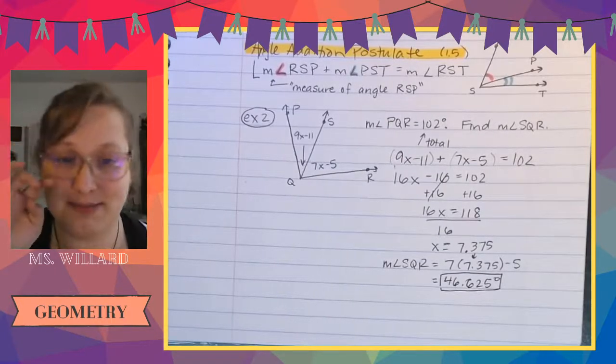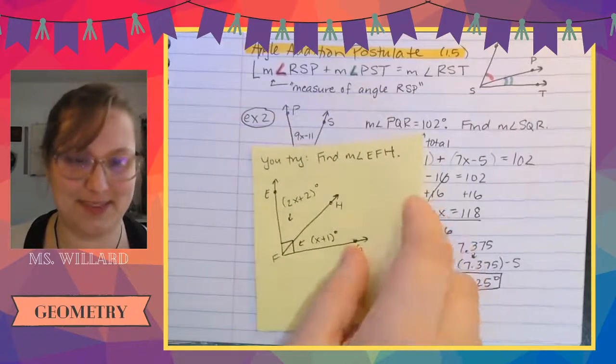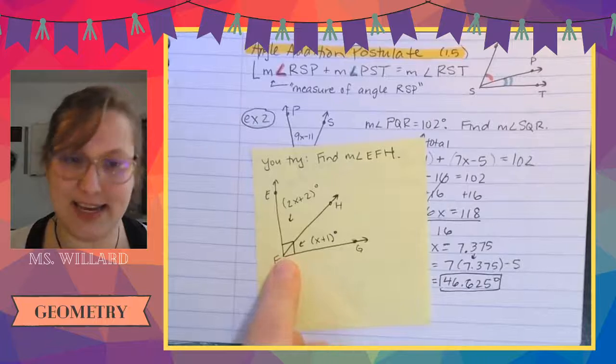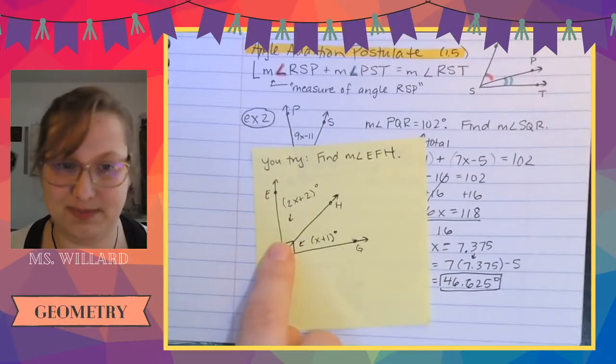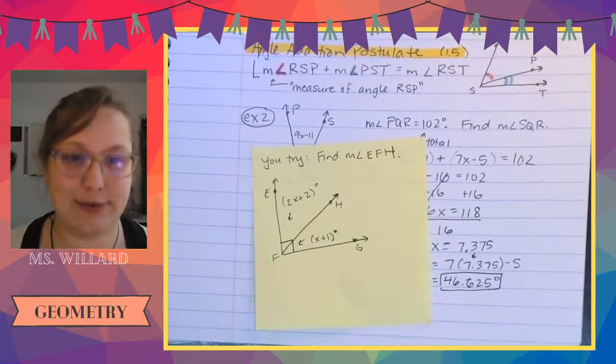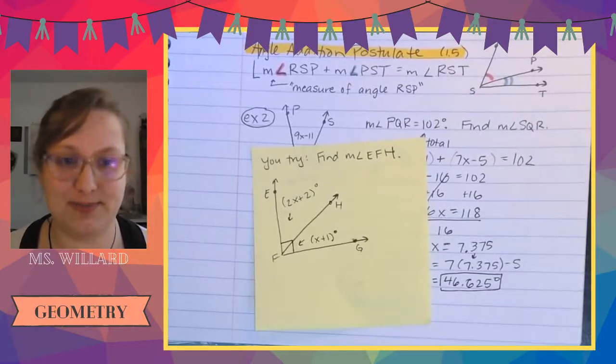Do you want to try one? Okay, this one, the key here is that this is a right angle. See a little box on it. So this is a right angle. Use that information to try to find the measure of EFH. Pause me so you can figure it out yourself.